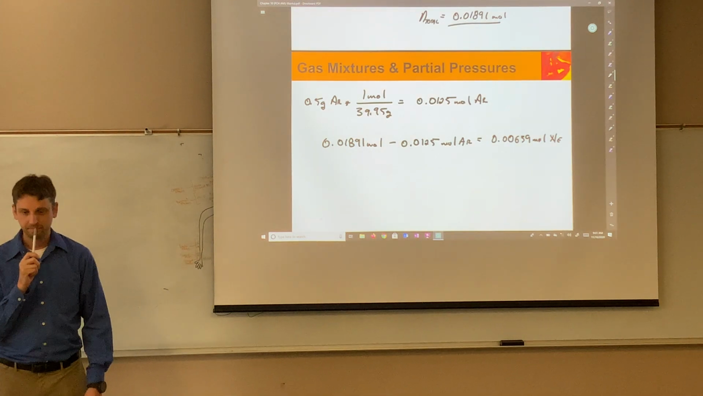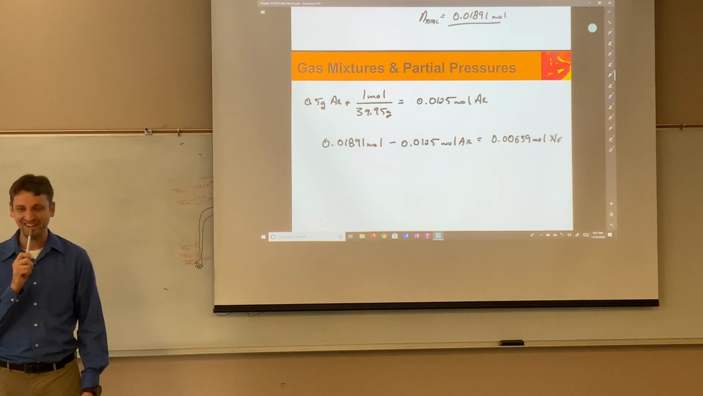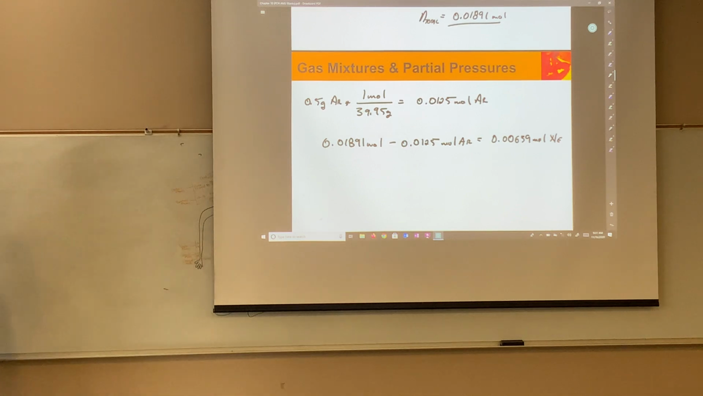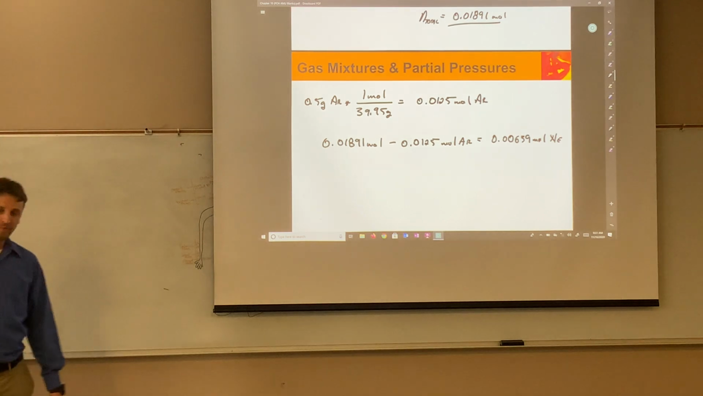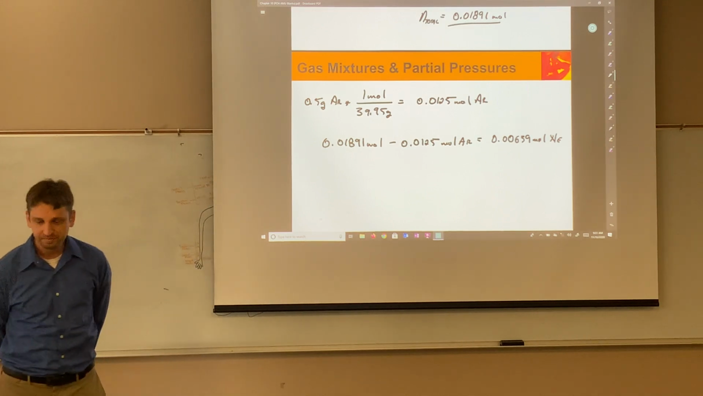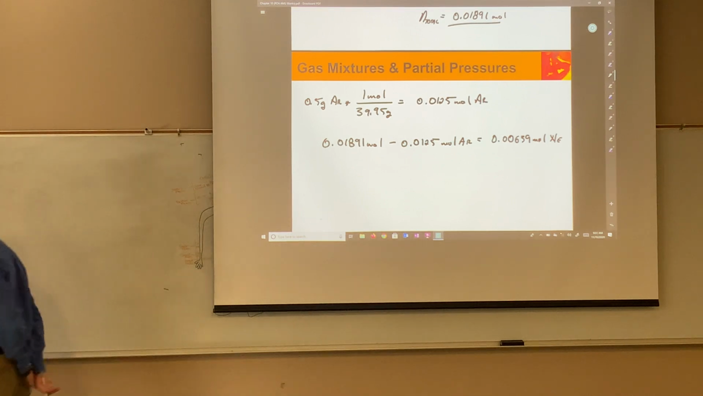What's up? I have a very stupid question. Oh, good. How do we know that there's exactly one mole of argon? We don't. There is not one mole of argon. There's 0.0125 moles of argon. Sorry, brain not working. You got it? Yeah. Okay.